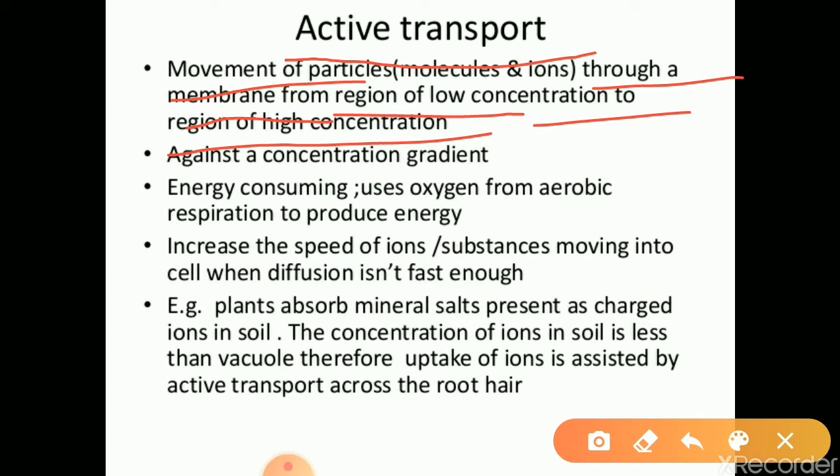Okay, active transport always takes place against a concentration gradient, and it is energy consuming, using oxygen from aerobic respiration to produce energy. Actually, for active transport, what is required? Energy is required. Okay, where will this energy come from? From aerobic respiration only. What can it produce? Energy can be produced. This energy is utilized for active transport.